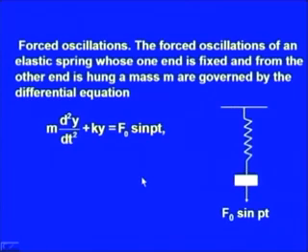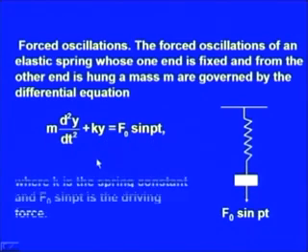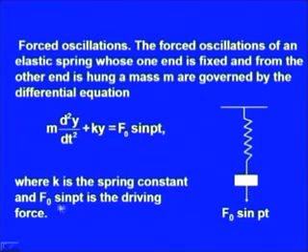Now, let us discuss the case of an elastic spring whose one end is fixed and from the other end is hung a mass m. Such a problem is governed by this differential equation, m d square y over dt square plus k y equal to f naught sin p t, where k is the spring constant and f naught sin p t is the driving force. Because of this force, y is the displacement of the mass m at time t.